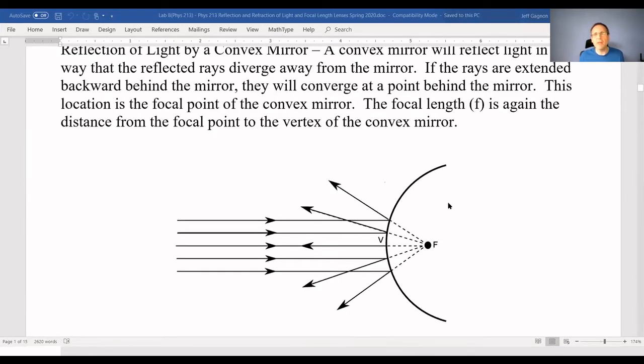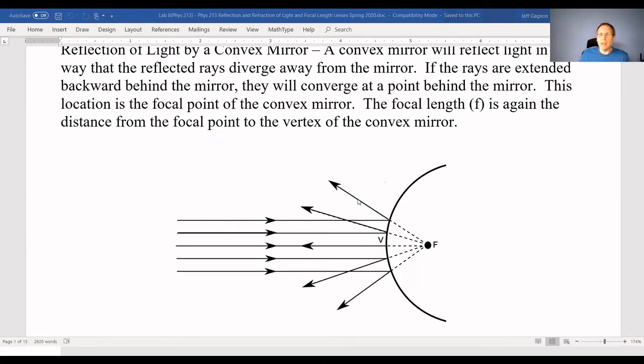All right, now we have the opposite situation. We have a convex mirror, which is just really the opposite side of that concave mirror. So now the light is coming in parallel and it's going to reflect off, right? Again, if I draw a tangent line and then a perpendicular to it, the angle of incidence equals the angle of reflection. But in this case, it reflects off in such a way that the rays diverge away from one another. And of course, the one in the middle is going to go back on itself.